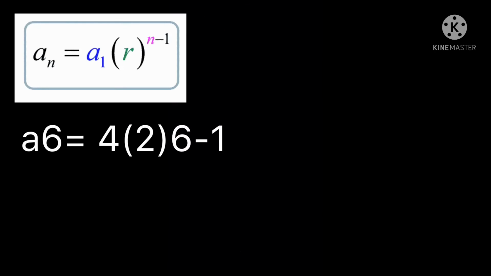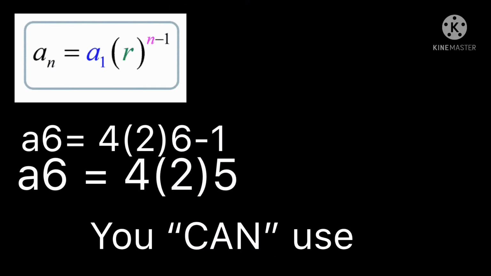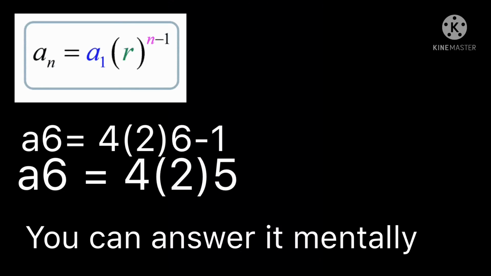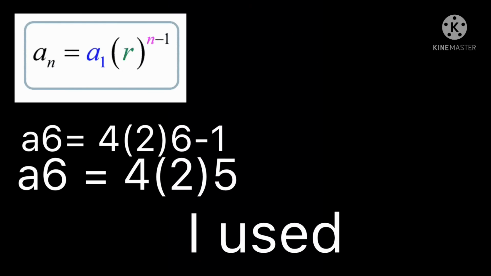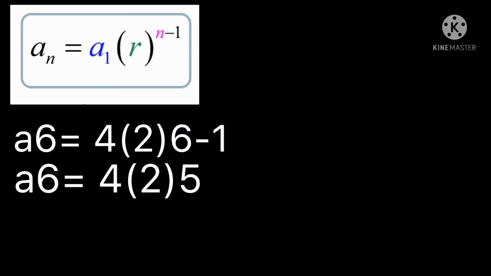We're gonna write down a6 again, equals 4 times 2 raised to the power of 5. That is what we wrote earlier. So to answer this, you must use a calculator, or if you are smart enough, you can answer it mentally. But I used a calculator here. It's because I'm not that smart. So after answering it, I got the answer already, and it's 128. So our 6th term of the sequence 4, 8, and 16 is 128.